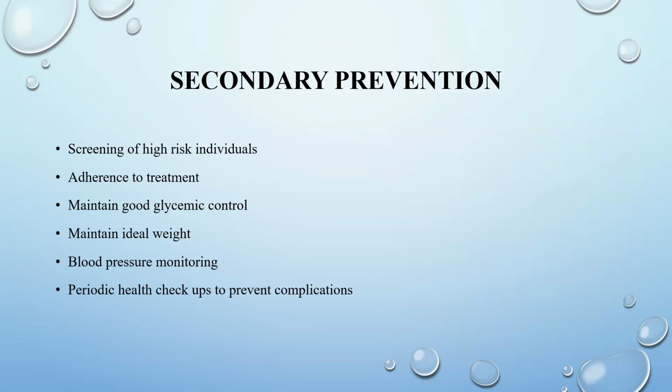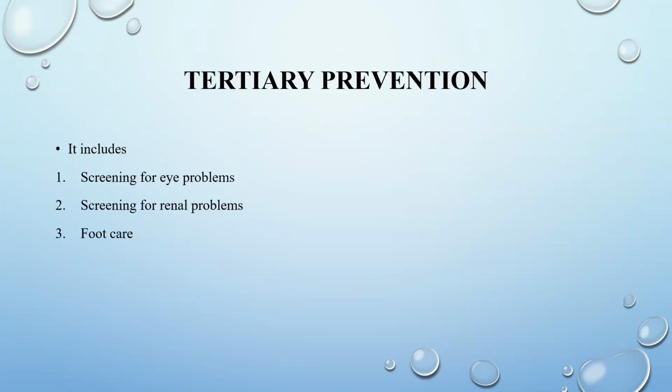Secondary prevention usually includes screening of high risk individuals who have a family history of diabetes or a genetic predisposition for diabetes, then adherence to treatment, maintaining good glycemic control, maintaining ideal weight, blood pressure monitoring, and periodic health checkups to prevent complications. Tertiary prevention includes screening for eye problems to avoid retinopathy, screening for renal problems, and foot care.